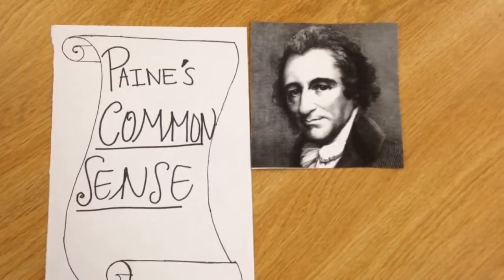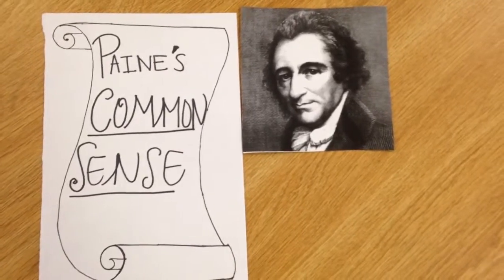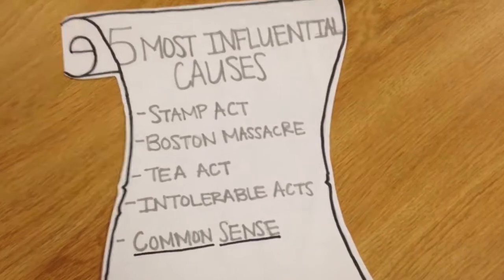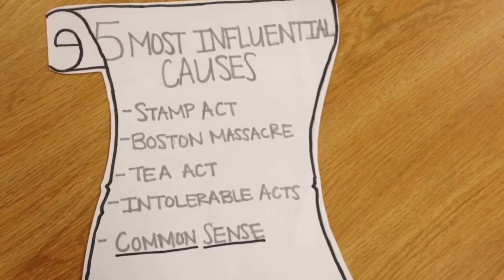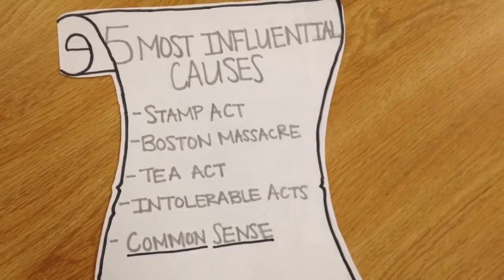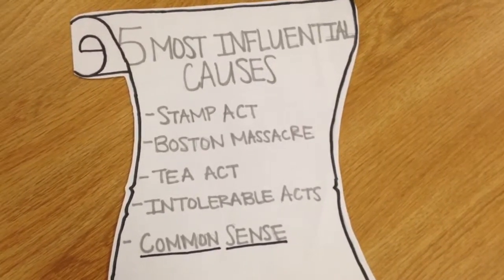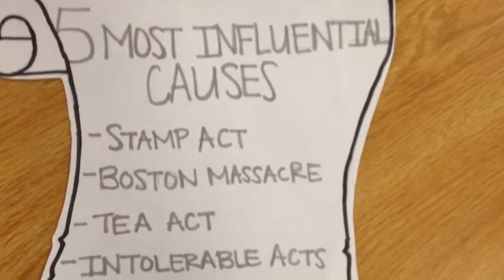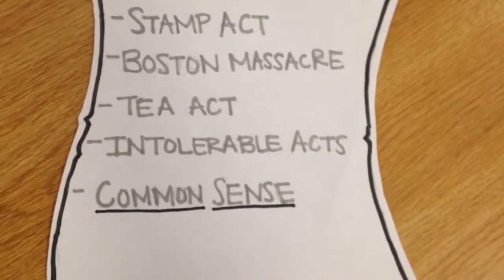The events that caused the American Revolution are very debatable. Some might argue that the French and Indian War was more important than any other event, but the truth is many events contributed to the revolution. The War for Independence was inevitable, and we are living proof of its effects today. Therefore, we believe that the 5 most influential causes to the revolution are the Stamp Act, the Boston Massacre, the Tea Act, the Intolerable Acts, and Common Sense by Thomas Paine.